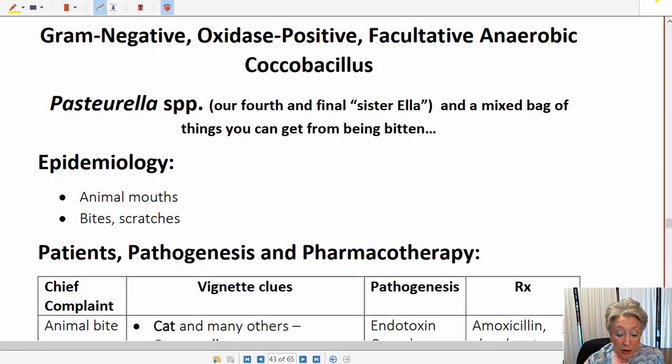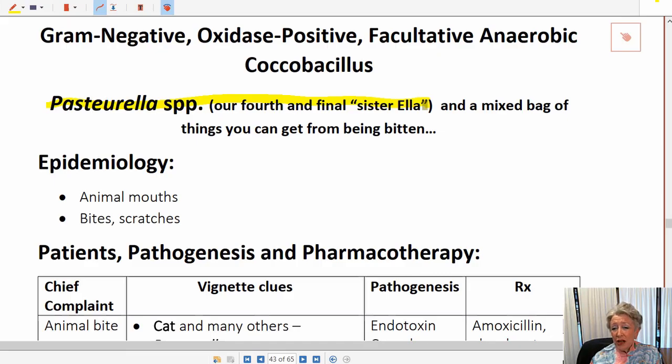So as we enter the next group, which is the gram-negative oxidase-positive facultative anaerobes, notice that these guys sometimes have an unusual intermediate shape. When we talk about a coccobacillus, we're talking about something that can look somewhat intermediate between a sphere and a rod, okay? So Pasteurella is our fourth sister Ella, okay? Our final one that requires cysteine and iron.